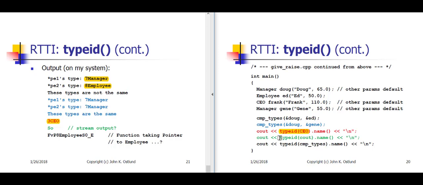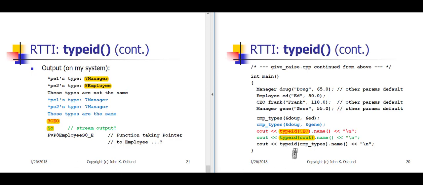In the second to last cout statement, I'm asking, gee, what is the type ID of the cout object, that is the standard output stream object? Tell me the name of that thing. And again, on my system, what I get is SO, which I'm interpreting to be stream output. But I would have to grovel around in some documentation somewhere to get a definite answer as to what that SO means.